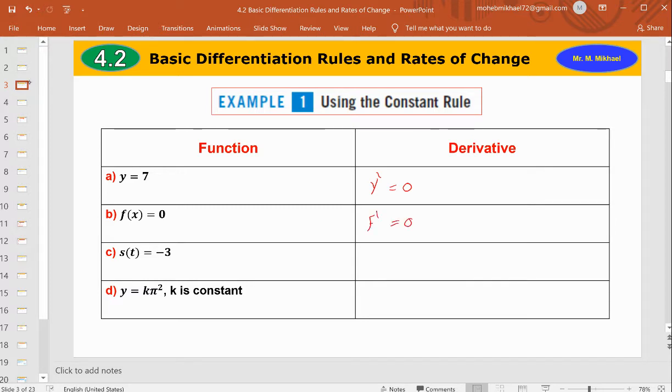What if I have a negative constant? Does the situation change? No, guys, same thing. S prime is equal to 0. The last one is kind of a tricky one: y equals k pi squared. Guys, k is a constant and pi is also a constant. So the whole thing is a constant, and the derivative of a constant by the constant rule is equal to 0. So y prime is equal to 0. So in conclusion, the derivative of a constant is equal to 0.